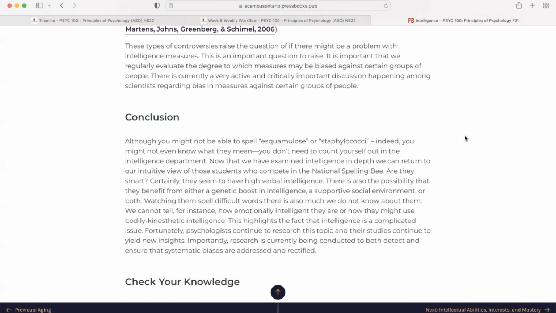Are they smart? Certainly, they seem to have high verbal intelligence. There is also the possibility that they benefit from either a genetic boost in intelligence, a supportive social environment, or both. Watching them spell difficult words, there is also much we don't know about them. We cannot tell, for instance, how emotionally intelligent they are or how they might use bodily kinesthetic intelligence. This highlights the fact that intelligence is a complicated issue. Fortunately, psychologists continue to research this topic and their studies continue to yield new insights. Importantly, research is currently being conducted to both detect and ensure that systematic biases are addressed and rectified.